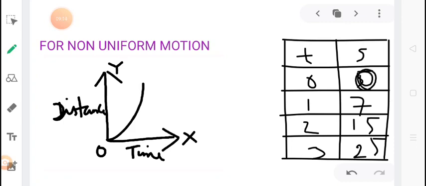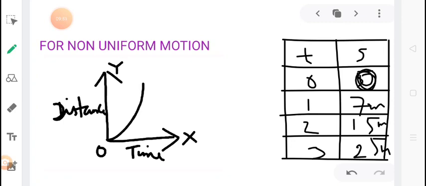Now since the graph is beginning from 0, the distance should be 0. So at time equal to 0, distance is 0. At time equal to 1, let the object travel a distance of 7 meter. But at time equal to 2, the object travels a distance of 15 meter. And at time equal to 3, the object covers a distance of 25 meter. So after every equal interval, that is an interval of 1 second, the object is not traveling equal distances. In the first second it travels 7 meter. In the second it travels 8 meter, and in the last second it travels 10 meter. So there is no regularity, there is no uniformity.